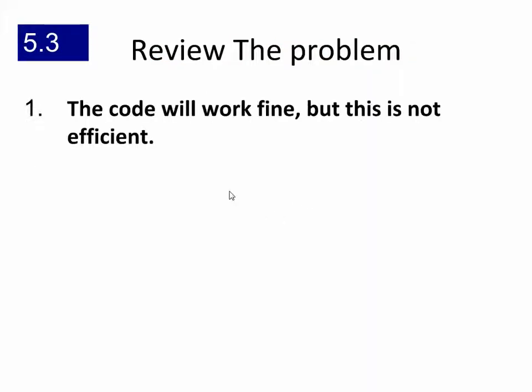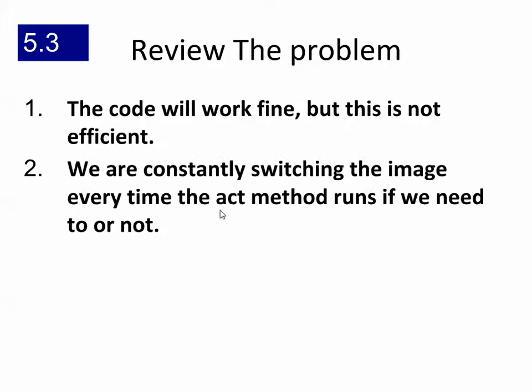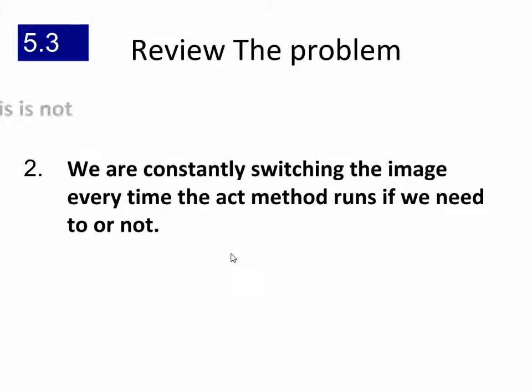Okay, so let's talk about the problem. The code worked fine, but it was not efficient. We were constantly switching the image every time the act method ran, whether we needed to or not. If the G key was down, the image was constantly switching to the down image. If we weren't touching anything on the keyboard, the processor was still continually running, switching it to the up image, even though it was already on the up image.